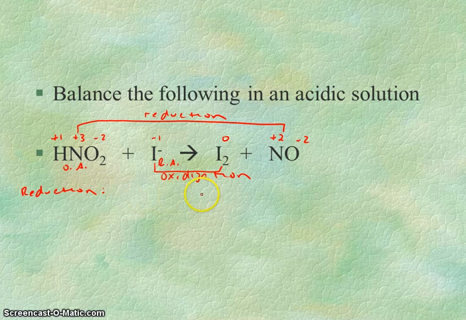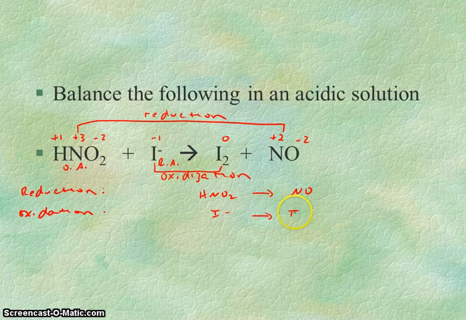And we're going to leave ourselves some space. We've got HNO2 going to NO. And our oxidation, we're going from I- to I2. All right, so let's balance out our reduction half reaction first. And we're just going to go right through the steps.